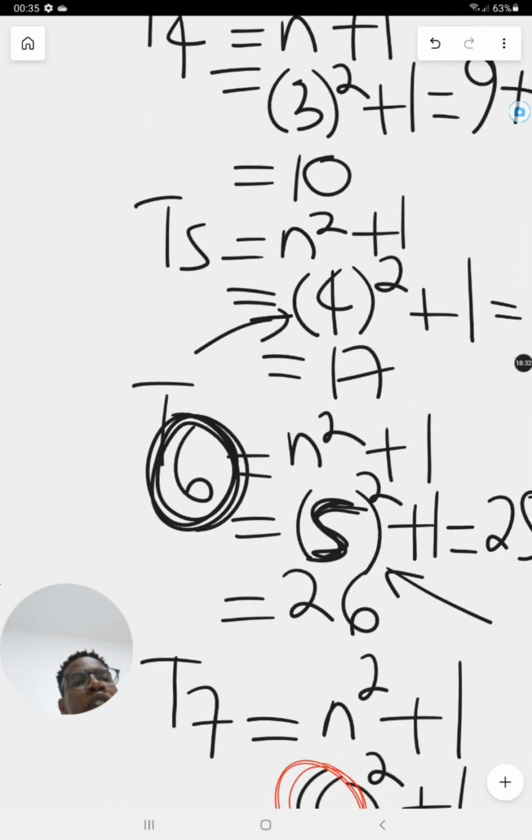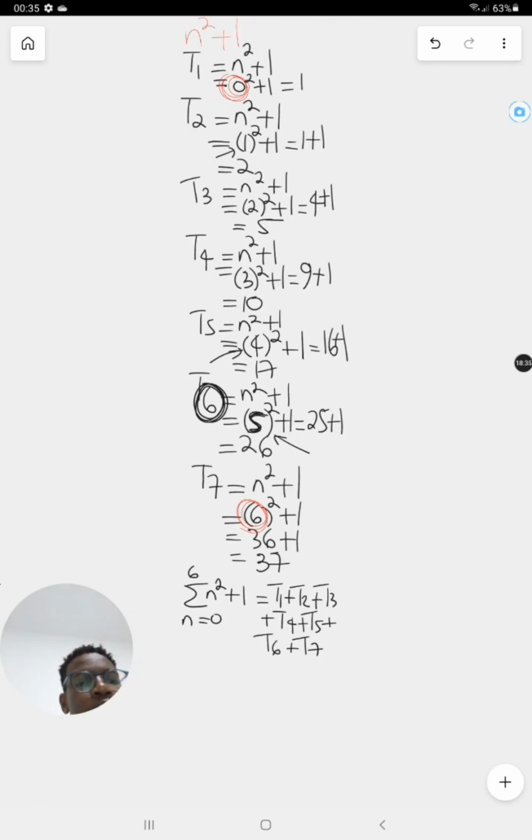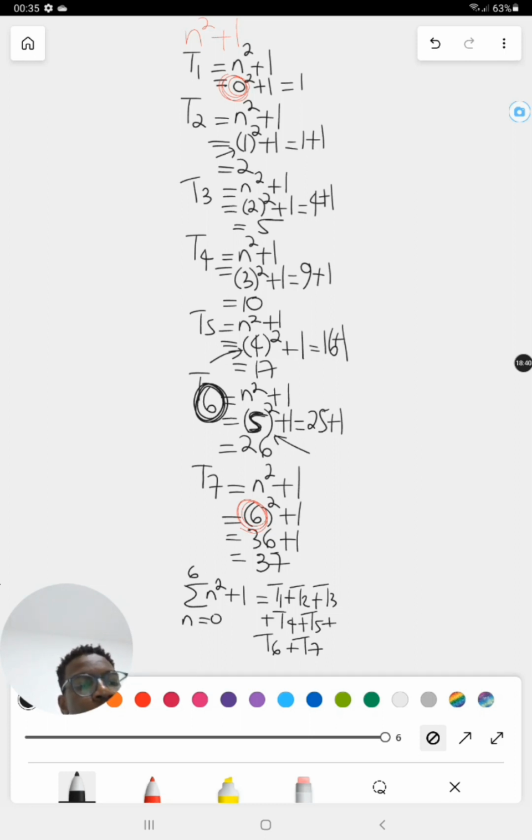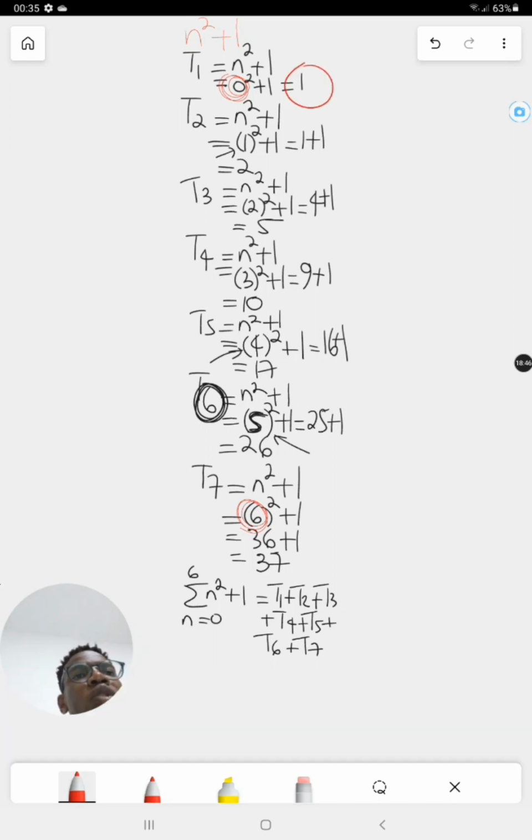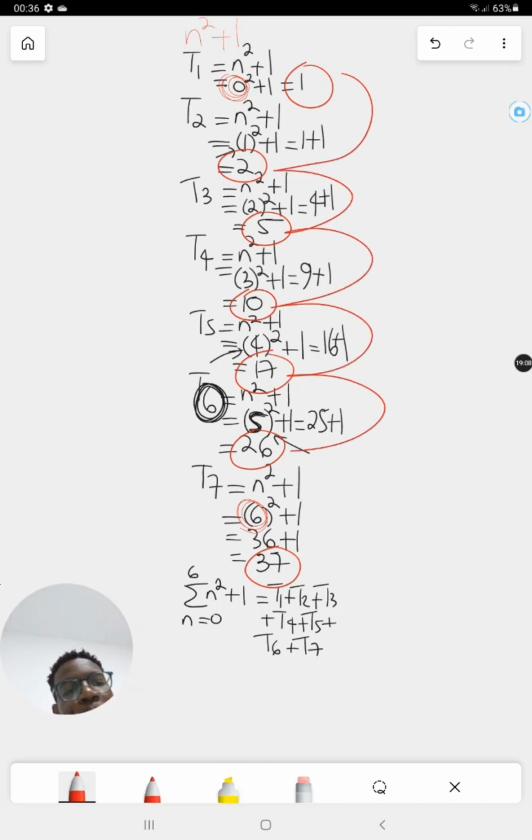Let me just zoom out so that I can see all of them. You will notice that you've got all these terms here. Term 1 is 1. Term 2 is 2. Term 3 is 5. Term 4 is 10. Term 5 is 17. Term 6 is 26. Term 7 is 37. So you just add up all those terms.